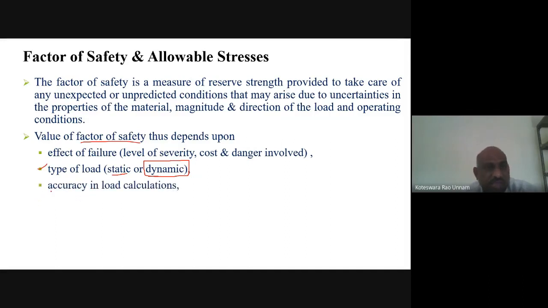Then next, accuracy of the load calculations. Like I mentioned, if the prediction or the calculation of the loads is not done accurately, then again we need to take a higher factor of safety. If the calculations are most accurate, then a lower factor of safety is sufficient. If the accuracy is not good, one has to consider a higher factor of safety to avoid failure of the component.